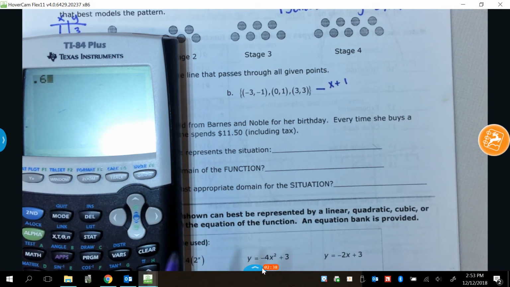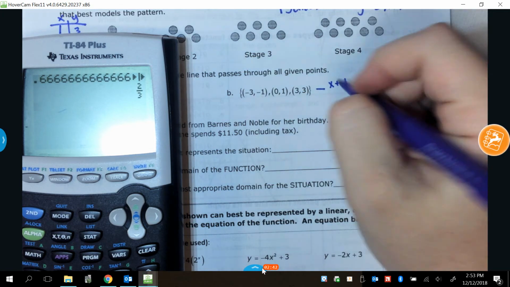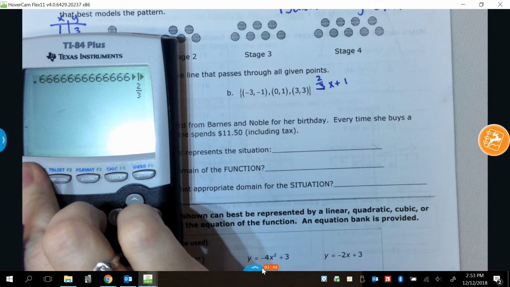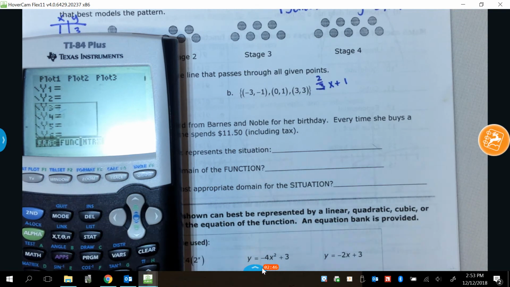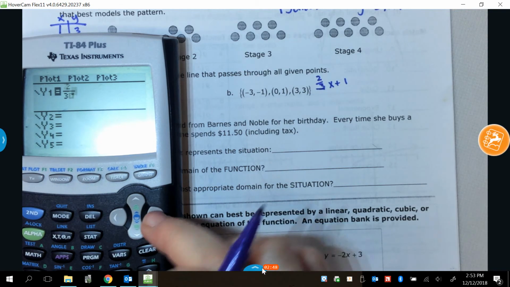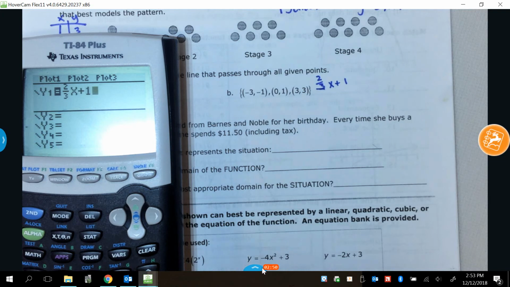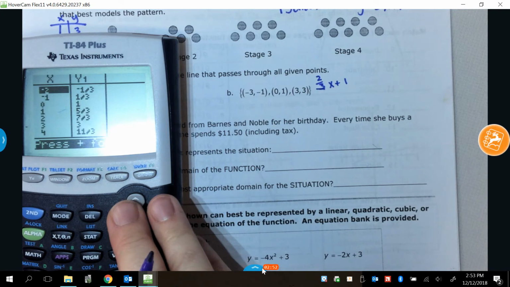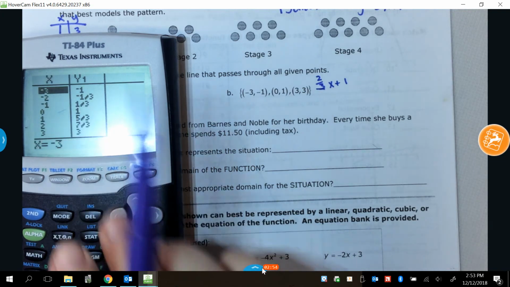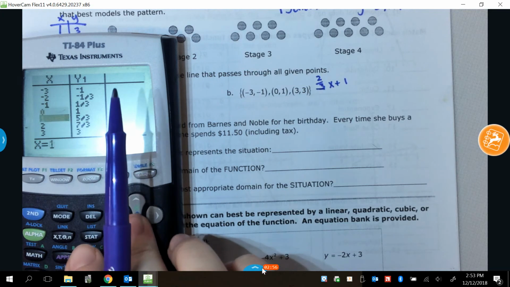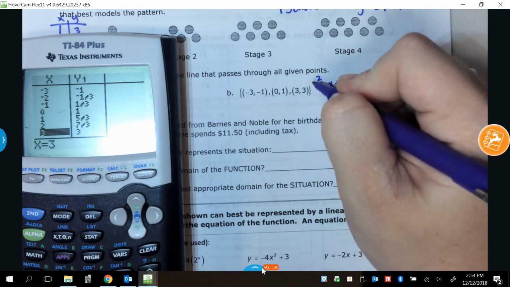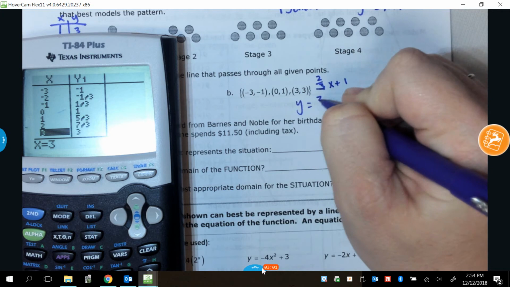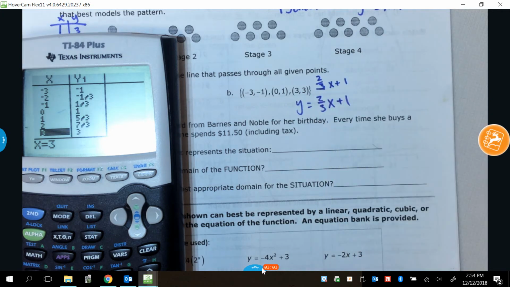So 0.666666 repeating, math, enter, enter, it's going to be 2/3. So let's type that in our y equals 2/3 x plus 1, second graph, and see if those points are in there. Negative 3, negative 1, 0, 1, and 3, 3. So that is my equation. So y equals 2/3 x plus 1.